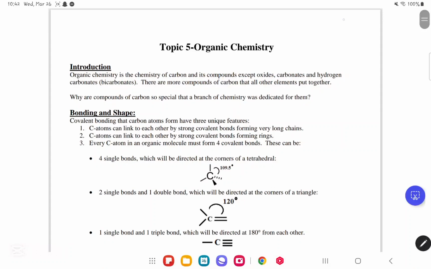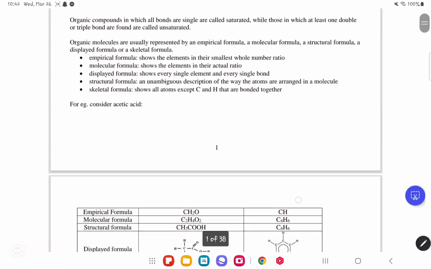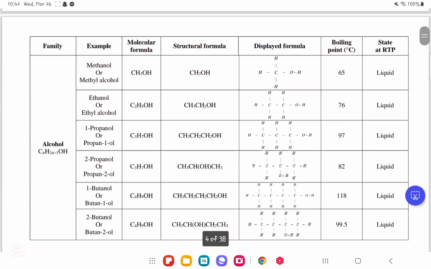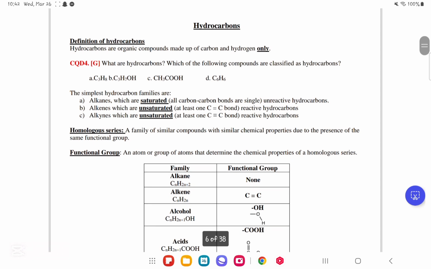So today I'll be explaining the topic 5 organic chemistry, but only the CQDs, only the questions. So let us go down and try to look for some questions. I think we have our first question over here, which is CQD number 4 grid.